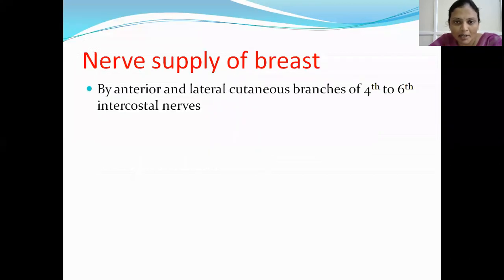Coming to the nerve supply of the breast, it is by the anterior and lateral cutaneous branches of the 4th to 6th intercostal nerves. But the nerves related to the breast are the nerve to serratus anterior, thoracodorsal nerve, medial and lateral pectoral nerves, and intercostobrachial nerve.